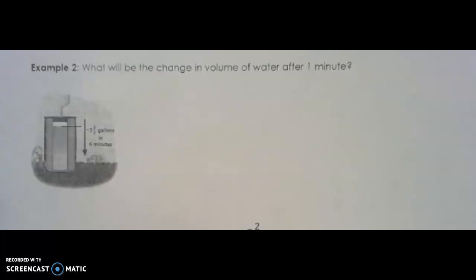In example 2, we want to know what the change in the volume of water will be after 1 minute. And based on the picture that we see here, it says that the water is going to be decreasing, and I can tell because that's represented by a negative number, negative 3 3/5 gallons. It's going to go down 3 3/5 gallons in 6 minutes. I want to know what the change is going to be after 1 minute.